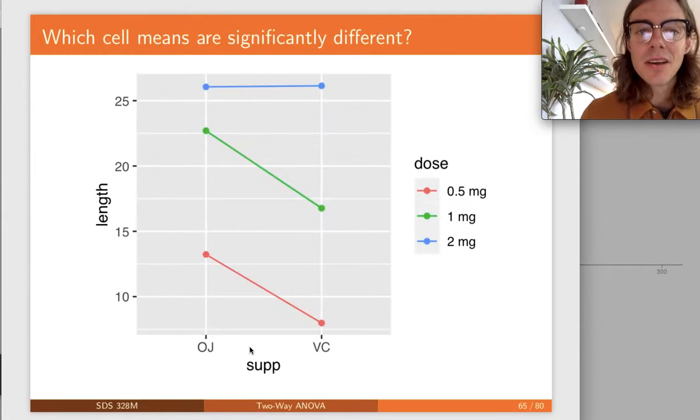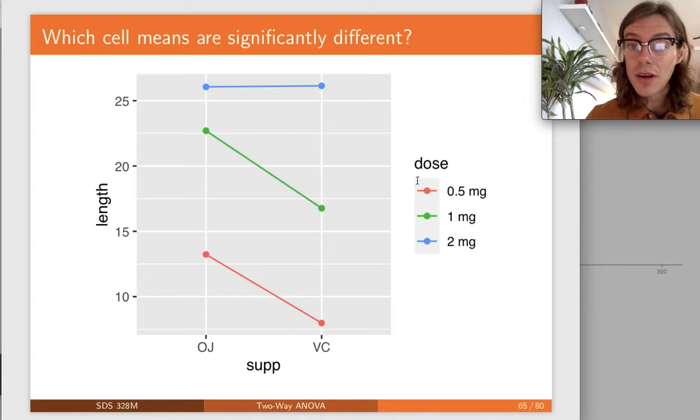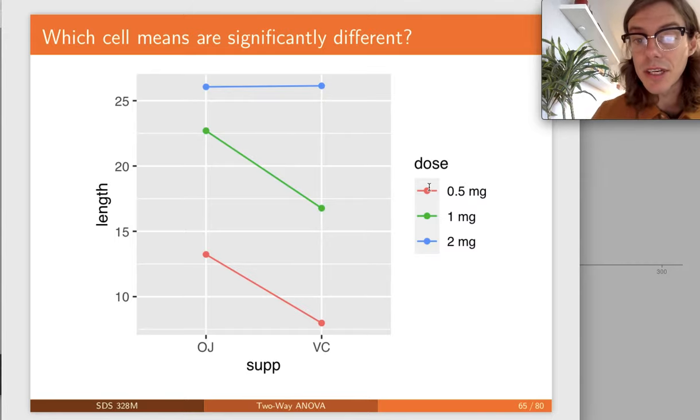Cool. So again, it's telling us that the effect of dosage depends on orange juice versus vitamin C. So for example, if you get a 2 milligram dose, it doesn't do anything, right? I mean, it's going to be high overall, but there's no difference between orange juice and vitamin C. But you could think of it either way, right? The effect of supplement type depends on the dosage. So if you go from orange juice to vitamin C, orange juice is better than vitamin C in every dosage type except for the high dose.